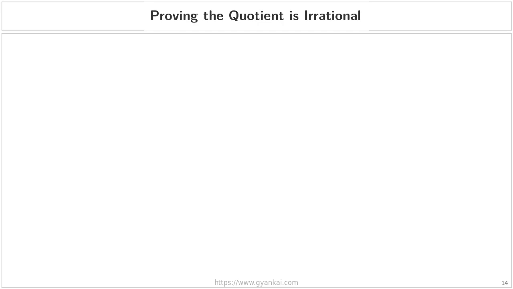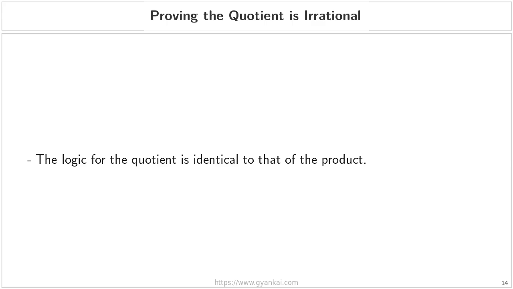Proving the quotient is irrational. Now that we have successfully proven that the product of these two types of numbers is irrational, you might be wondering if the same logic applies to division. The good news is it does. The logic we used for the quotient is actually identical to the logic we just applied to the product.